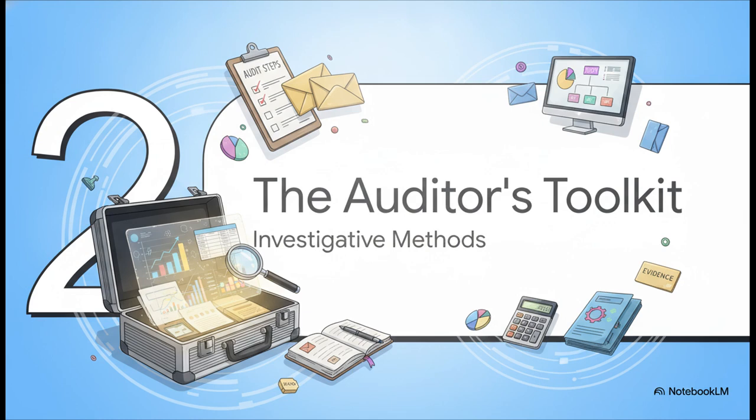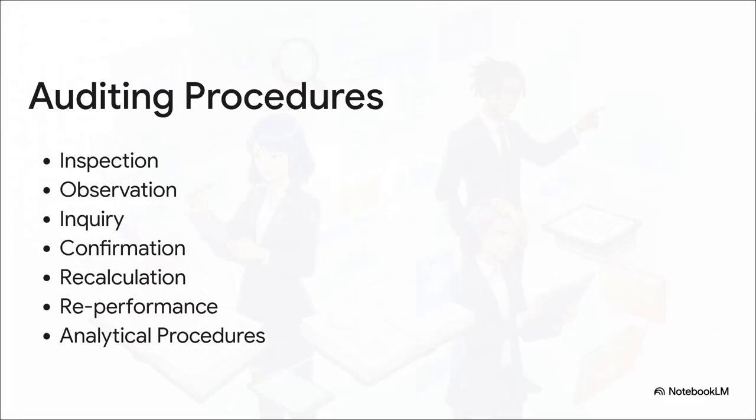So, we know what our clues look like. Now, let's open up the briefcase. Section 2, the auditor's toolkit. Methods of investigation. Auditors actually have seven primary tools at their disposal. Let's run through them. They use inspection for records and tangible assets, and observation to watch processes happen in real time. Then there's inquiry, basically interrogating knowledgeable people, and confirmation, which means getting direct written proof from a third party.